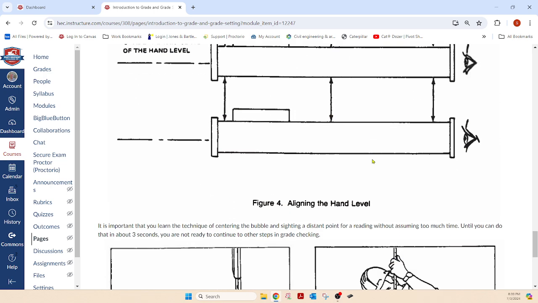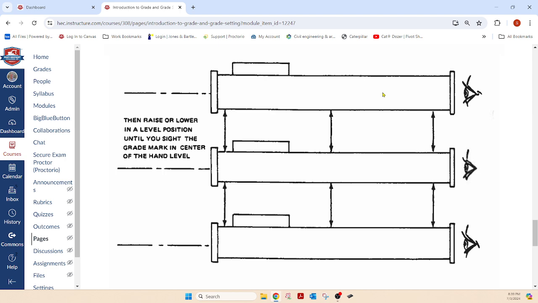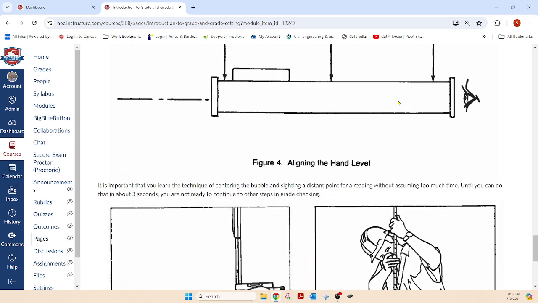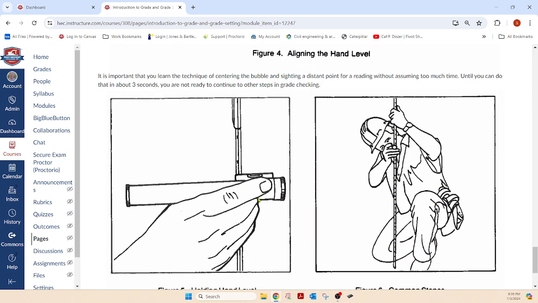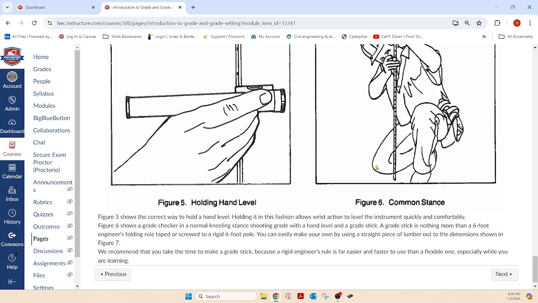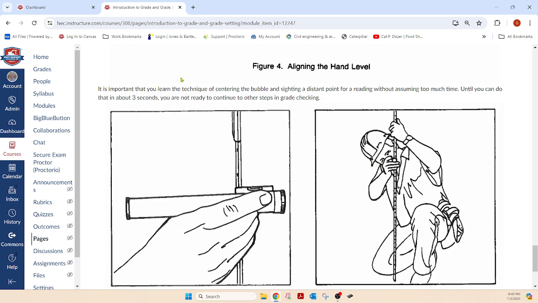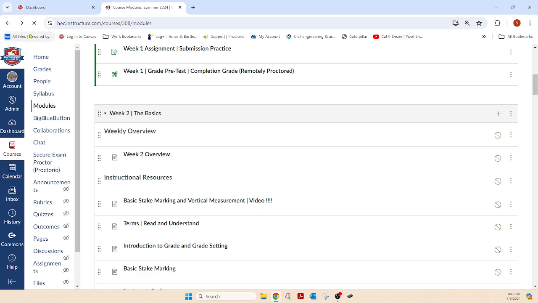I'll let you guys take that. And to move up and down the stake without losing level, the whole thing you need to slide up and down. I hold it kind of like you hold a pool cue. Right here is how you want to hold that thing, and don't grip it tightly. Don't squat behind that engineer's rule, but get off to the side, kneel down, and you can lean over and get down a lot lower without being in a strain. Okay, so we've gone through that. Let's get back over here to the modules. Let's see what's next.